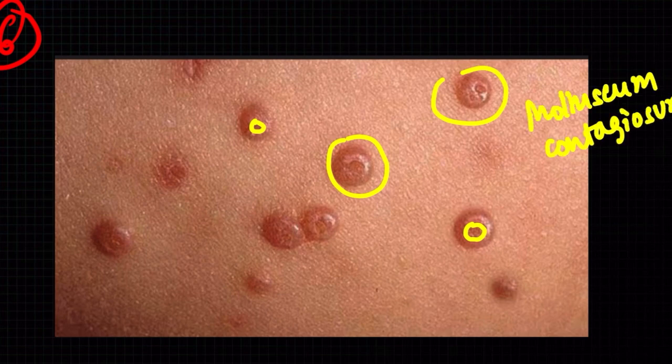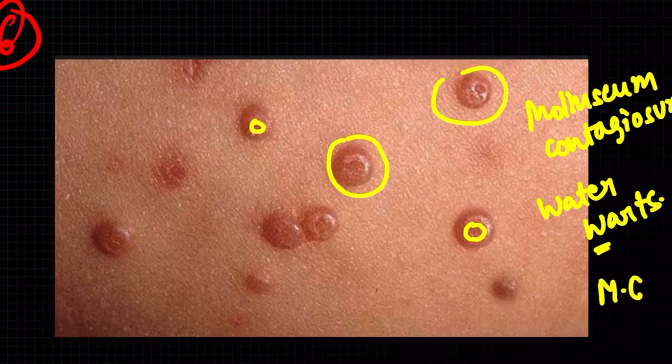This condition is also known as water warts. It disappears without leaving any kind of scar on the skin. It is a viral infection, and the virus is named like the disease, the molluscum contagiosum virus.